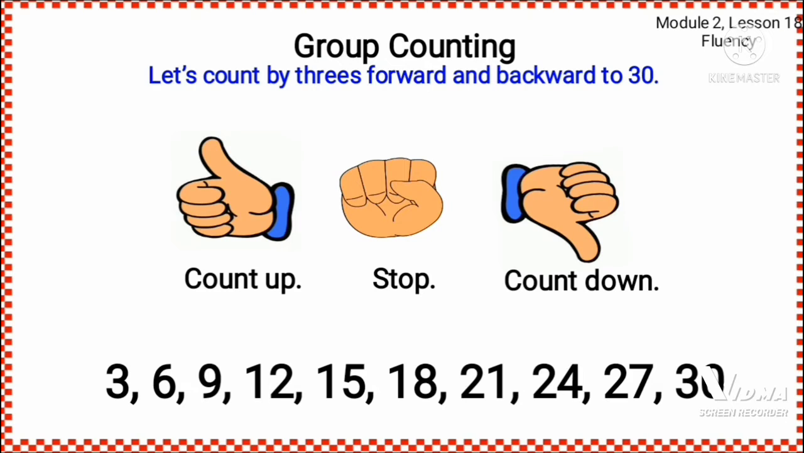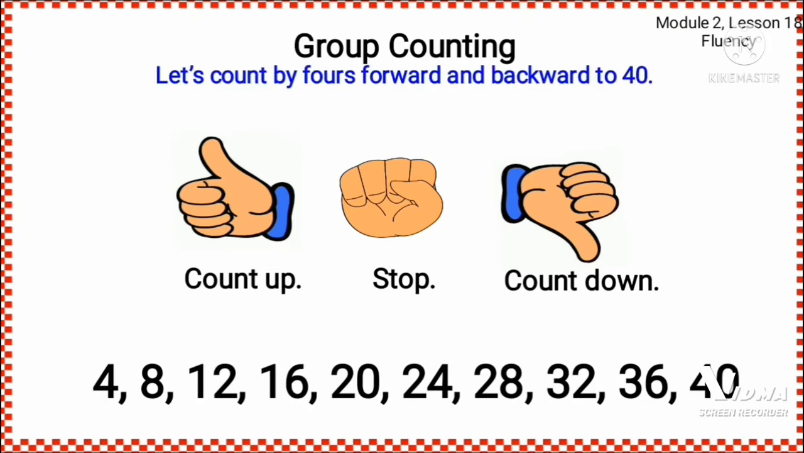Let's go. 3, 6, 9, 12, 15, 18, 21, 24, 27, 30. Good job. Let us count by 4s. We'll count to 40. Let's start. 4, 8, 12, 16, 20, 24, 28, 32, 36, 40.